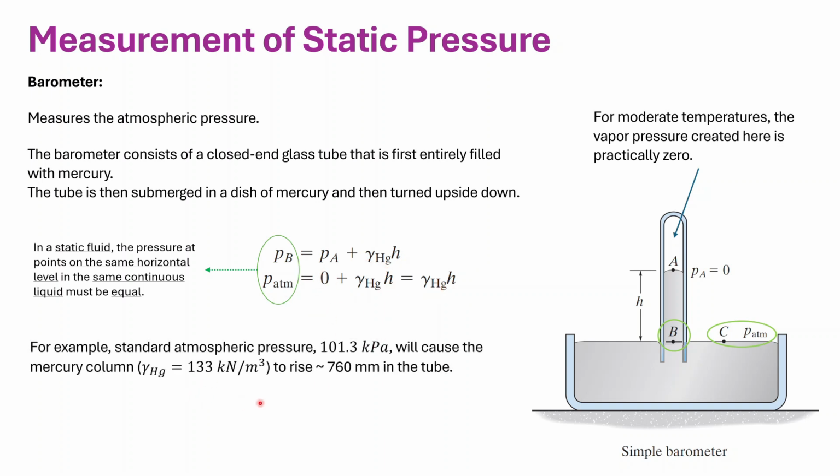For example, standard atmospheric pressure, 101.3 kilopascal, will cause the mercury column, which has a specific weight of 133 kilonewtons per meter cubed, to rise about 760 millimeters in the tube. So as a result of the atmospheric pressure, the mercury will rise about 760 millimeters in this tube.